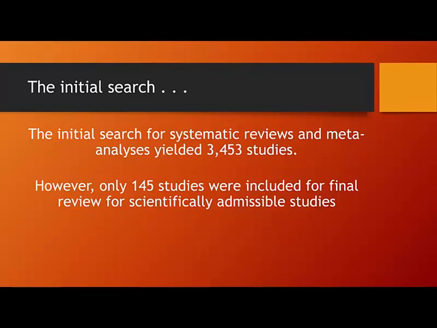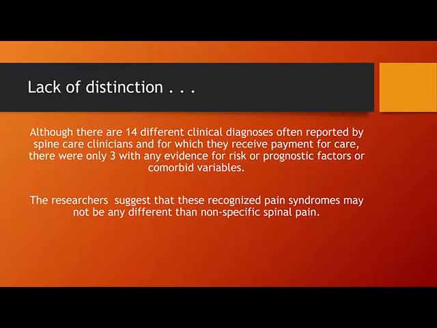The initial search yielded 3,453 studies. However, only 145 studies were included for final review as scientifically admissible studies. The researchers note that although they identified 14 different clinical diagnoses often reported by spine care clinicians and for which they received payment for care, there were only 3 with any evidence for risk or prognostic factors or comorbid factors. The researchers suggest that these recognized pain syndromes may not be any different than nonspecific spinal pain.